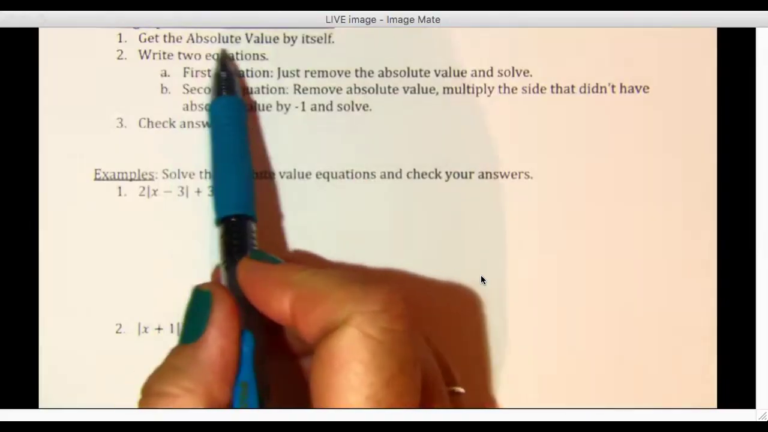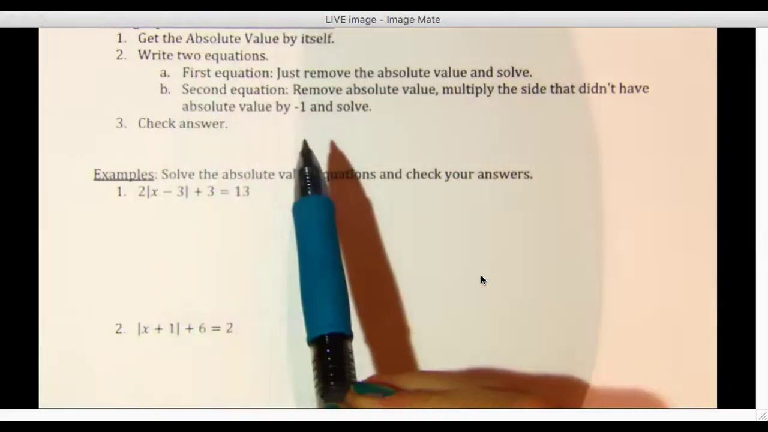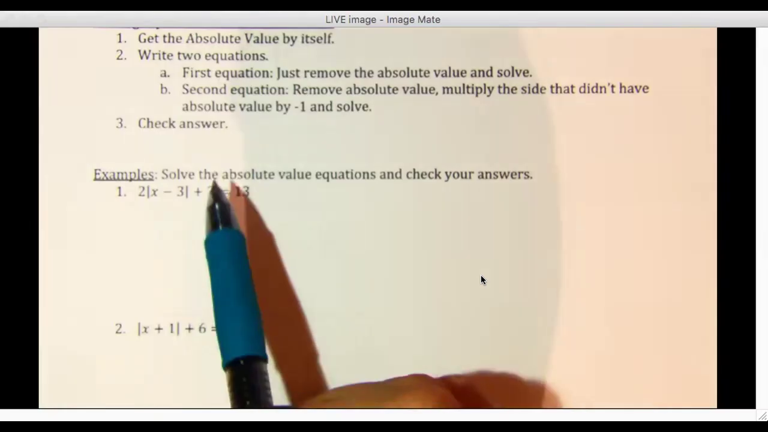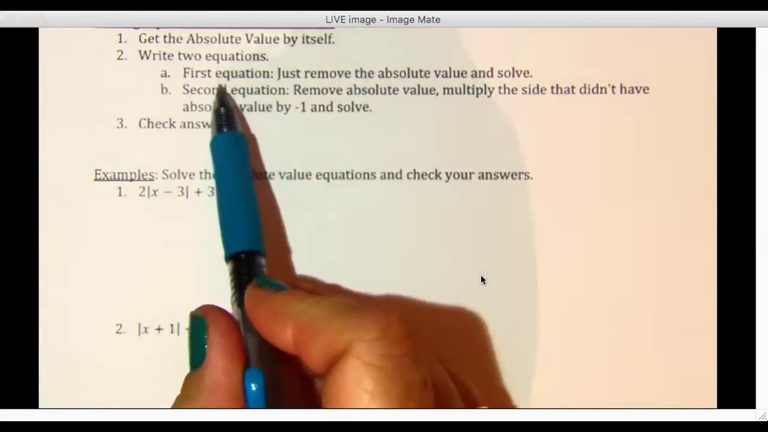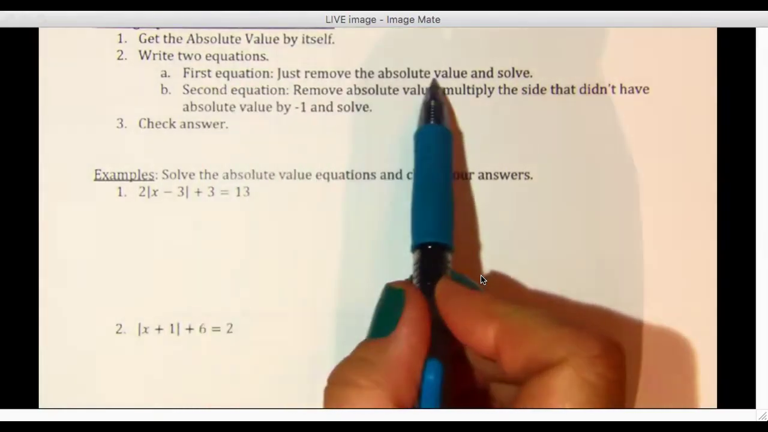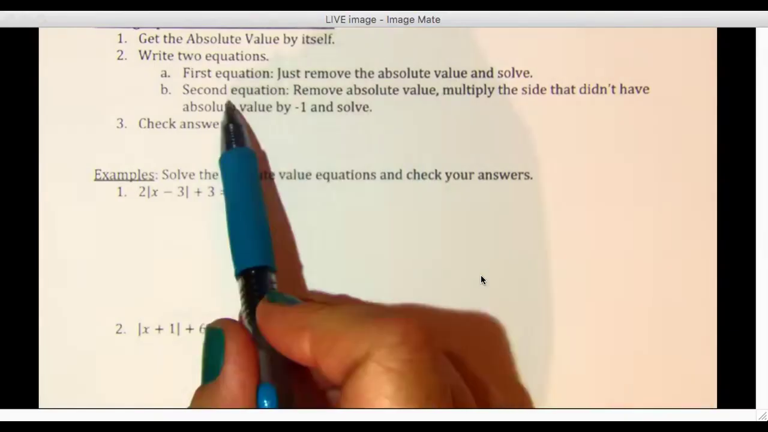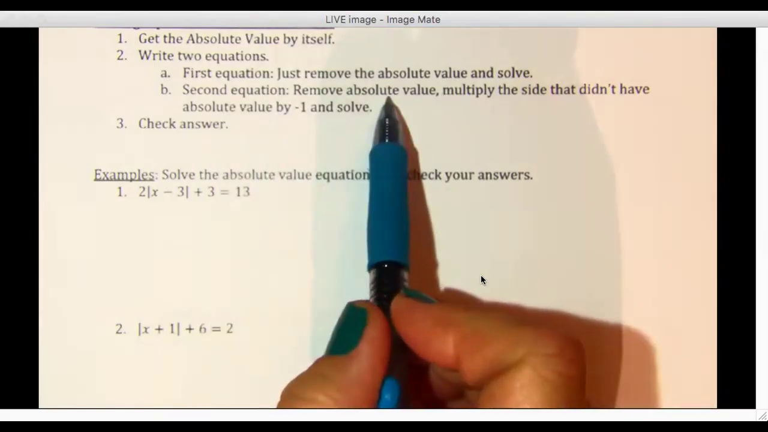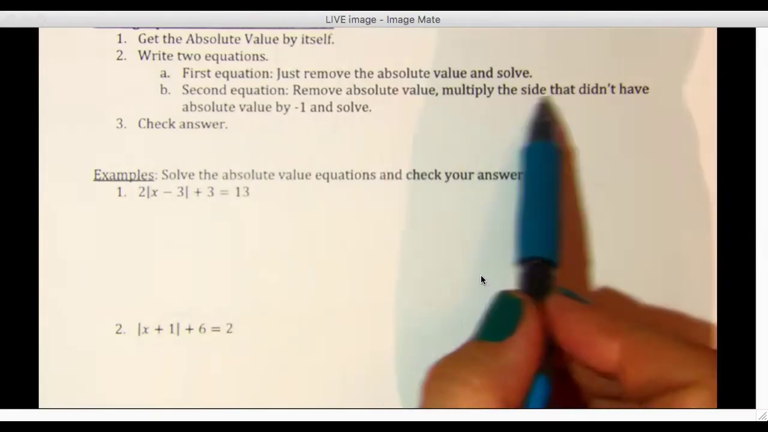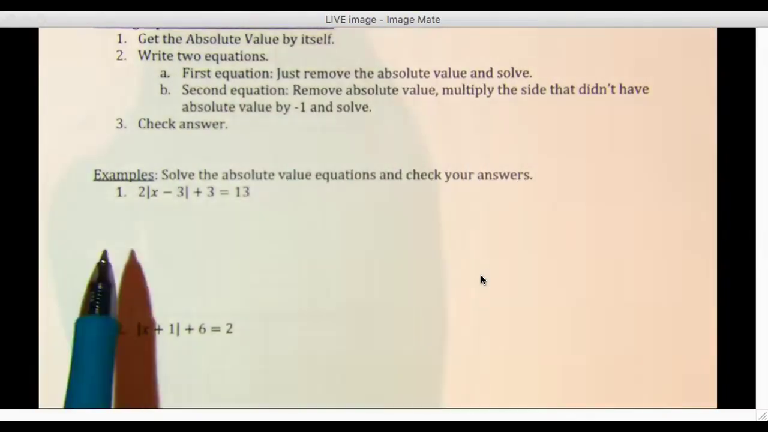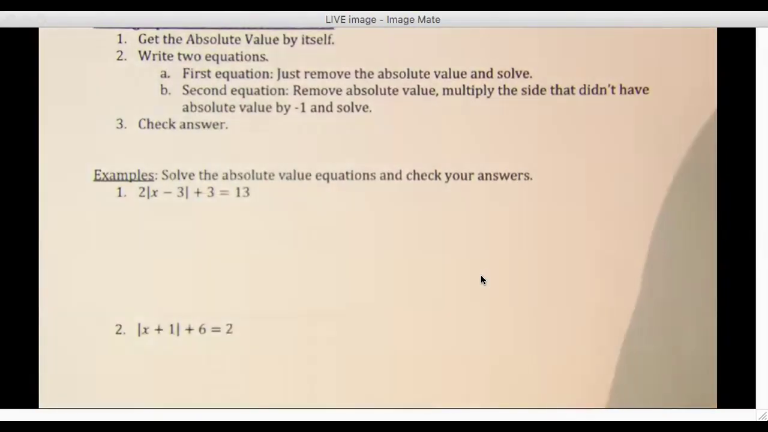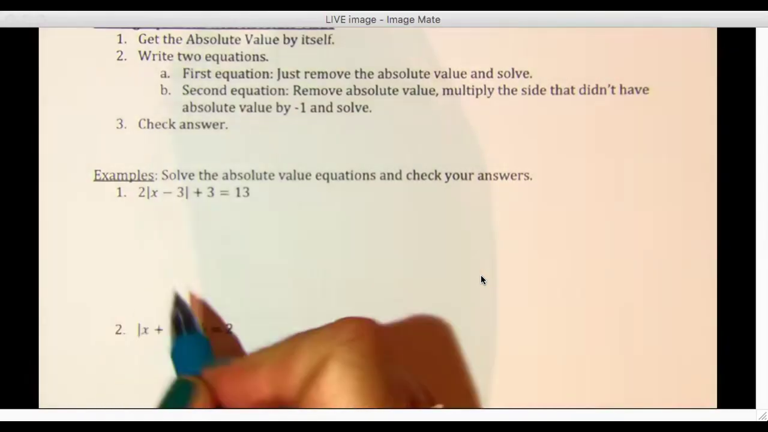In this section, we're going to want to get the absolute value by itself. We're going to write two equations, and the first equation, all we're going to do is remove the absolute value and then solve. In the second equation, we're going to remove the absolute value and multiply the side that didn't have absolute value by -1. And then we want to check our answer because sometimes some strange things can happen and what we get doesn't actually work.